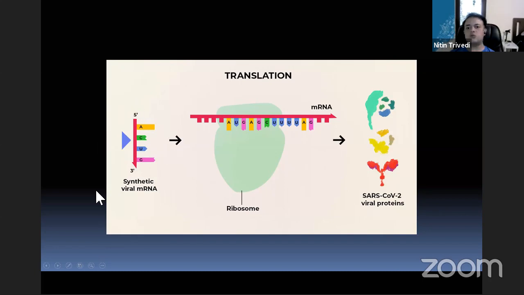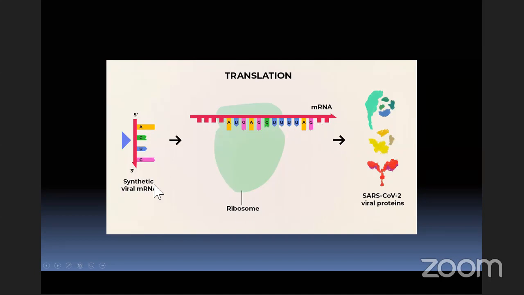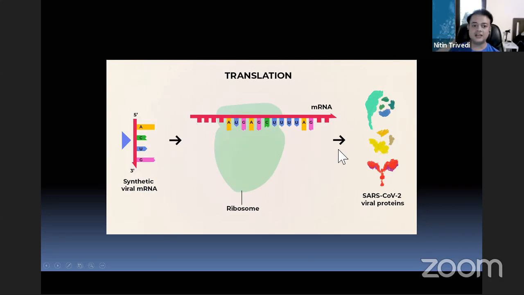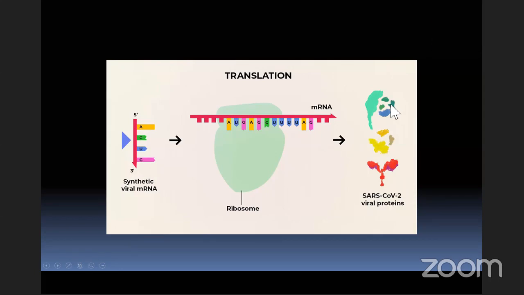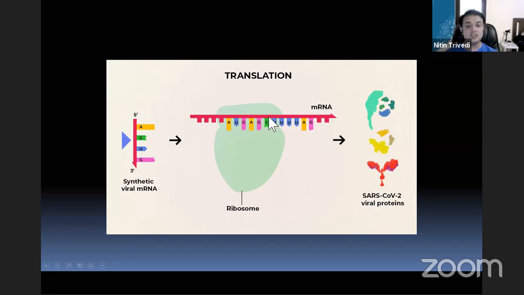Yes, synthetic viral mRNA. So when you inject this synthetic viral mRNA into the patient, especially into the lymph nodes, our body's cells, the ribosomes in our cytosol, will translate it. This viral mRNA gets absorbed into our body, and our body starts translating it to form these viral proteins. So the proteins are going to be synthesized after translation. It is very, very important that our body starts making these viral proteins.